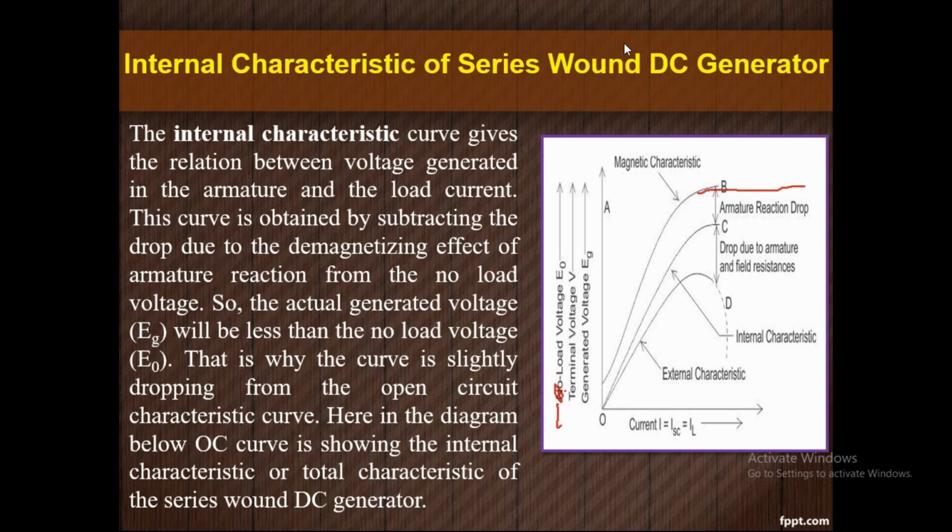At this point, the magnetization characteristics have this voltage. Due to the armature reaction in the series wound generator, the graph should be reduced to C. So due to the armature reaction drop, the graph will be reduced like this.